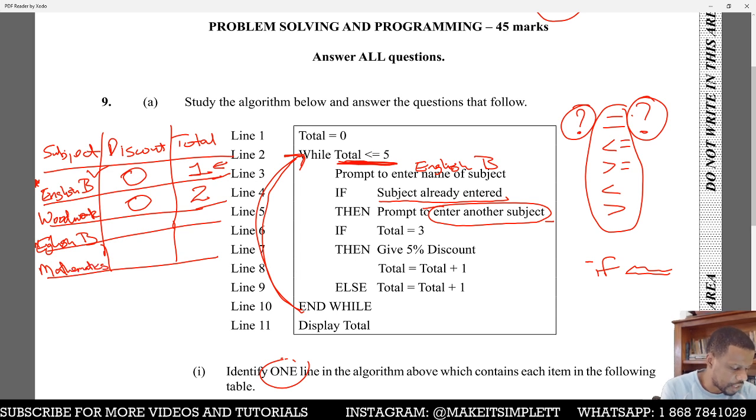So what's going to happen is that the total is going to stay at 2, and the discount is going to stay at 0, because we just entered a new subject. The new subject now is mathematics. That's why we're dealing with the mathematics row now. Right? So in mathematics, now you're going to see if total is equal to 3. Is total equal to 3 yet? No, it never reached 3. So then we don't have any 5% discount, because it never happened.